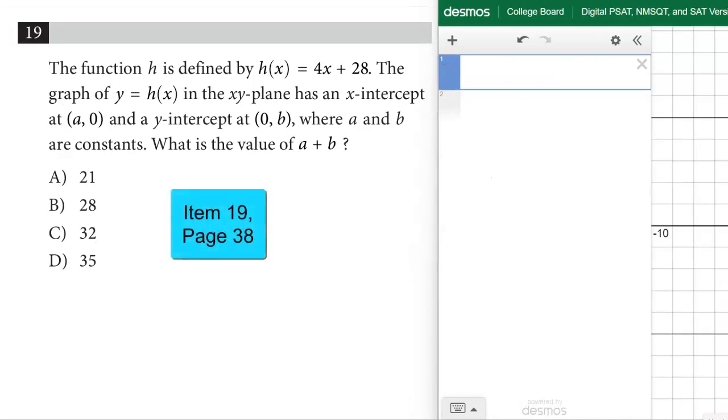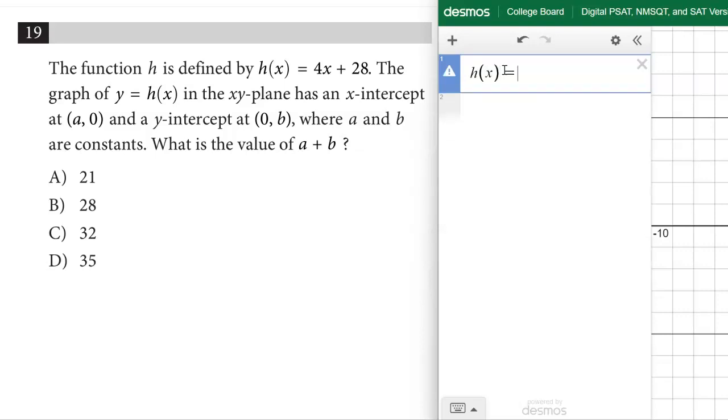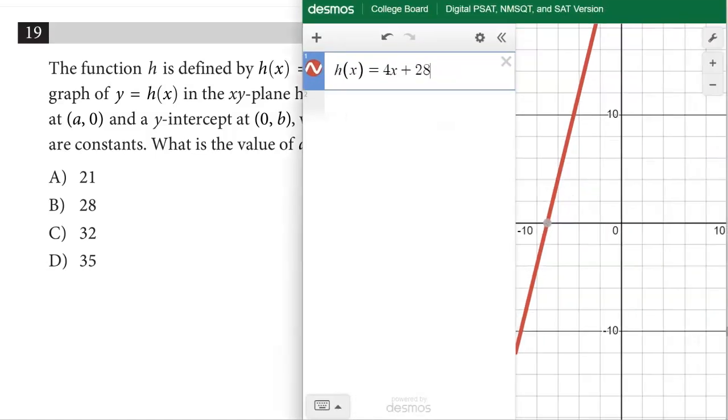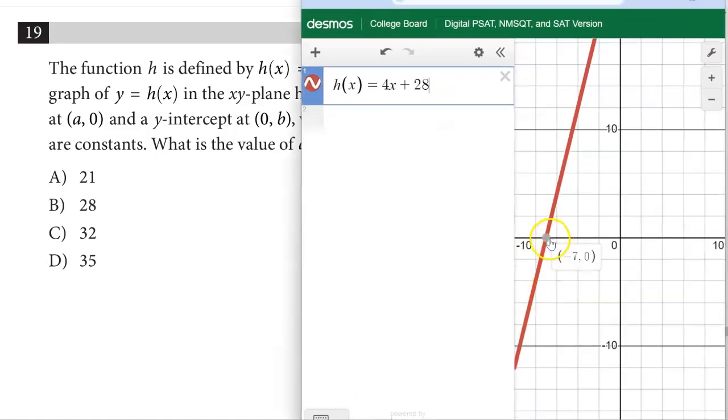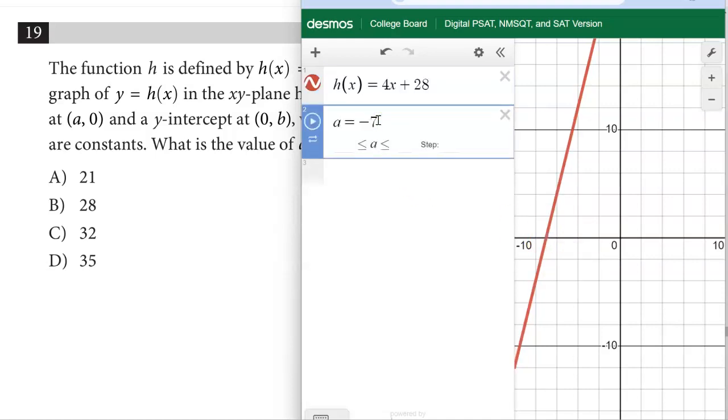The next item is number 19. It is located on page 38, and we're given a function h of x equals 4x plus 28. So we'll start by typing that. And then we're asked to find the x-intercept A, 0 and the y-intercept 0, B. Well, the x-intercept is highlighted in the graph here. So I know that A is negative 7. So you can just type that, A equals negative 7.